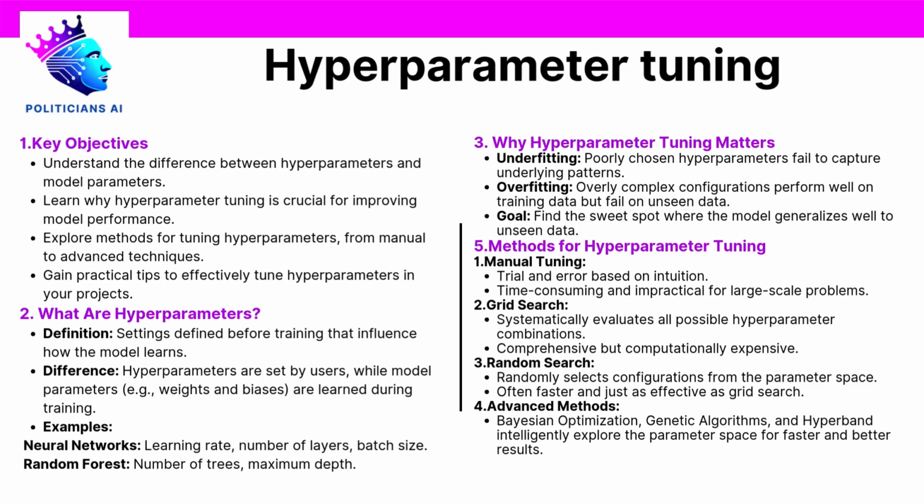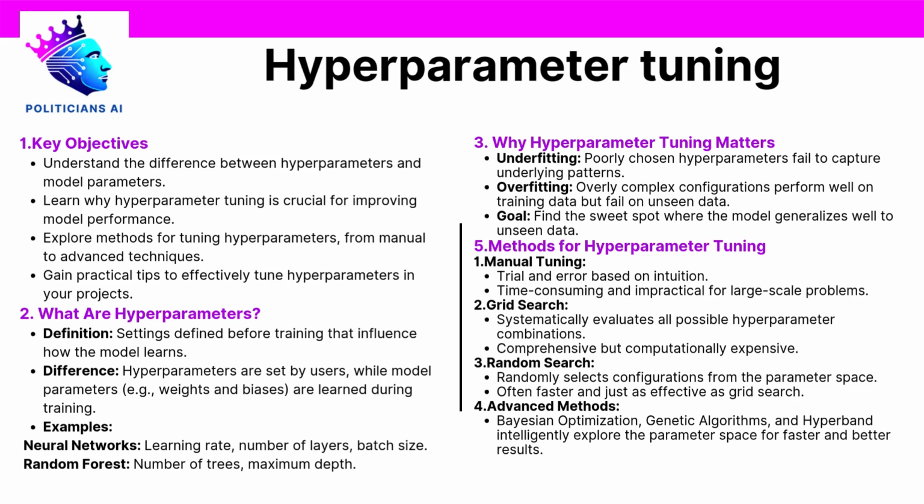A more efficient alternative to grid search is random search. Instead of testing every possible combination, it randomly selects configurations within the parameter space. Surprisingly, research has shown that random search often performs just as well as grid search, but it's faster because it skips many redundant evaluations. This makes it an excellent choice for large models or datasets.